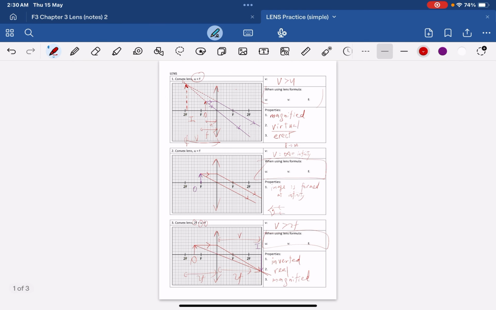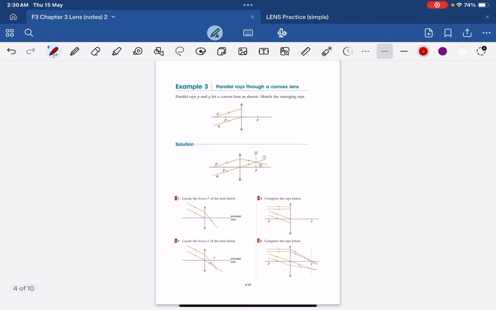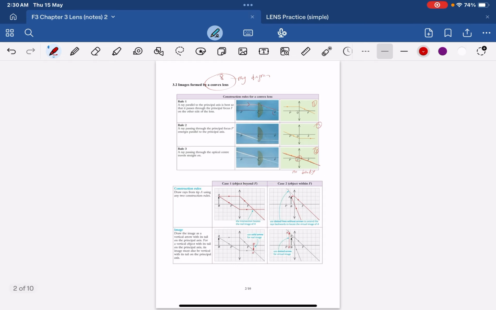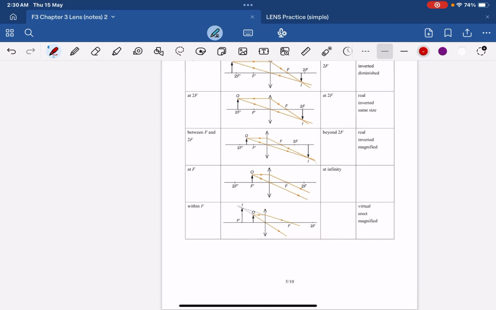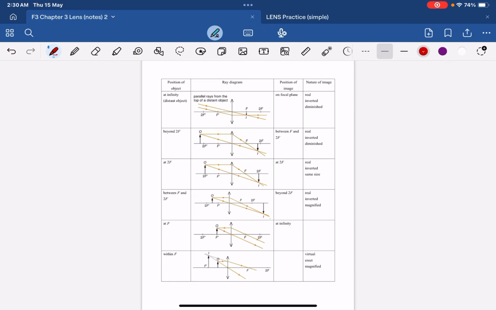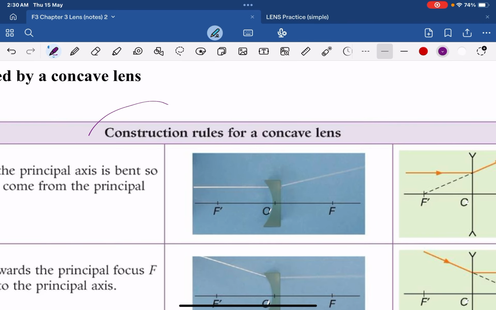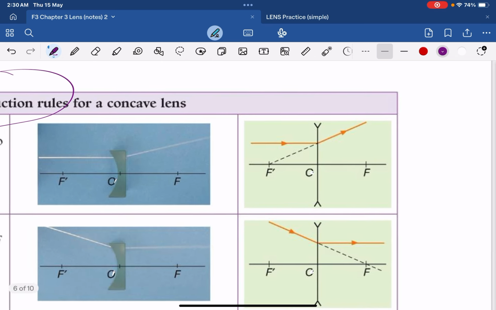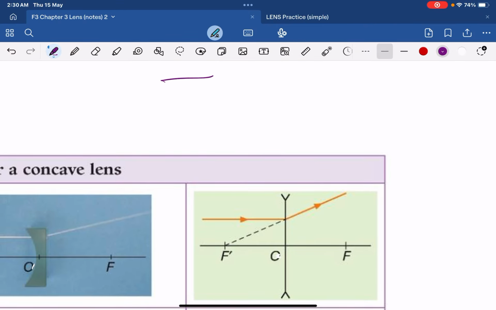You need to know how to draw the ray diagrams. You can check this on page 5. Okay, all the ray diagrams. You should be able to draw these ray diagrams. Now we go to the concave lens. For the concave lens, it also has 3 construction rules. The shape of the concave lens will be this, so we draw the symbol like this.